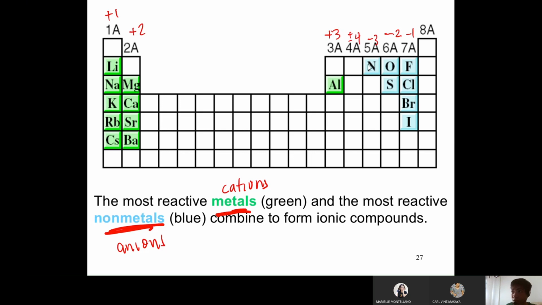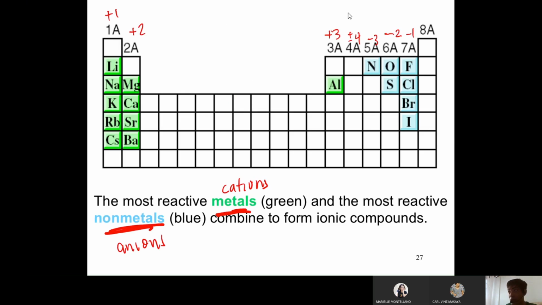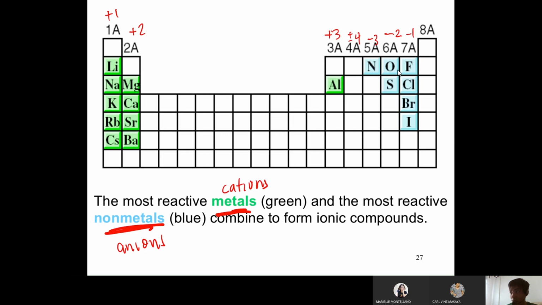Okay. So, yan yung mga charges na na-formula, no? So, balik tayo dito. Si aluminum, usually, ang na-form nila ay positive 3 kasi nasa 3A siya. Si oxygen, usually, ang na-form niya is negative 2 kasi nasa group 6A siya, no? So, si oxygen, negative 2. Si sulfur, negative 2 siya madalas, no?